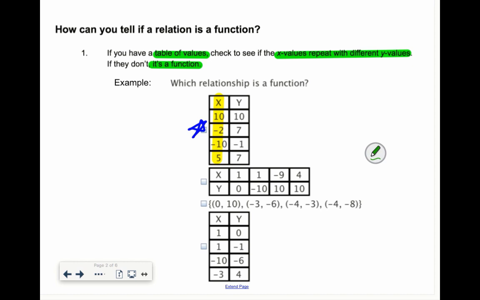Let's look at the other three just to show why they're not functions. If you look at the next one, you see a 1 and a 1 in the x values. They have different y values, so that means that's a no. This box down here, you have a negative 4 and a negative 4 in your x values with different y values. So that is a no. And in the last one, you have a 1 here and a 1 here, and they have two different y values. So that is a no. That's why the rest of those three are not functions. So you're looking to see where your x values don't repeat.